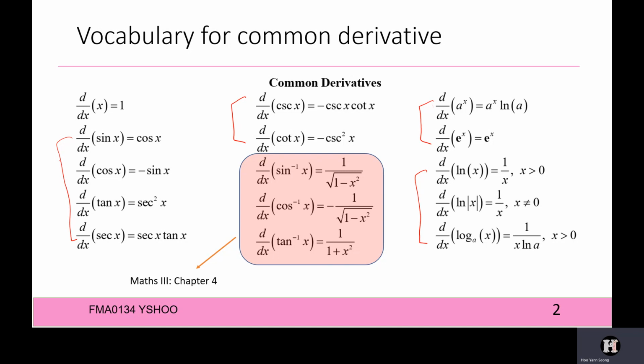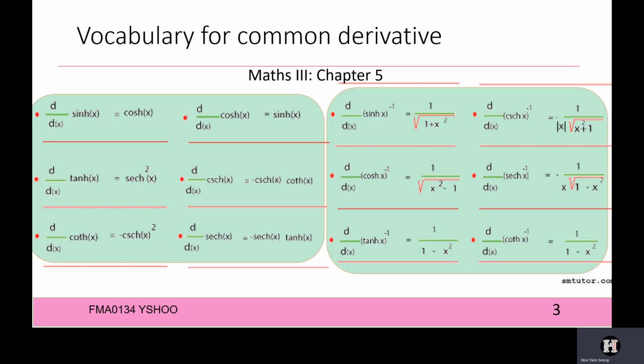Then in Maths 3 Chapter 5, you are exposed to something called hyperbolic functions. The difference between hyperbolic functions and trigonometry functions is that we have an h for all the trigonometry functions, like sine has sine hyperbolic, or you can pronounce it as sinh, with an h at the back. So this is the vocabulary, and then definitely we're going to have the hyperbolic inverse, so you will get another set of formulas.